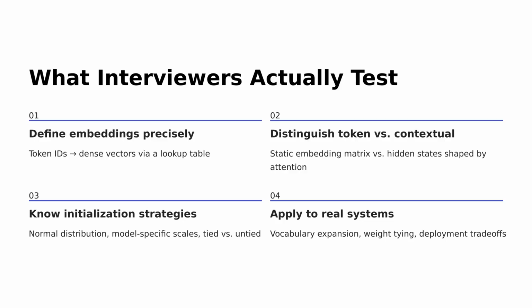What interviewers usually want to test here is whether you understand embeddings beyond the buzzword. First, define them clearly. Token IDs are mapped to dense vectors through a learned lookup table. Next, separate static token embeddings from contextual representations, which are hidden states shaped by attention. You should also know how embeddings are initialized, including scaling and weight tying. And finally, connect all of that to real systems, like adding vocabulary and making deployment trade-offs.